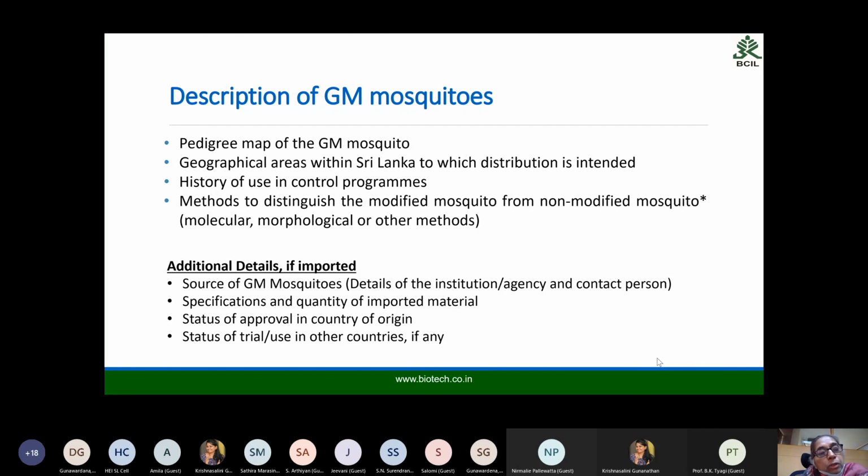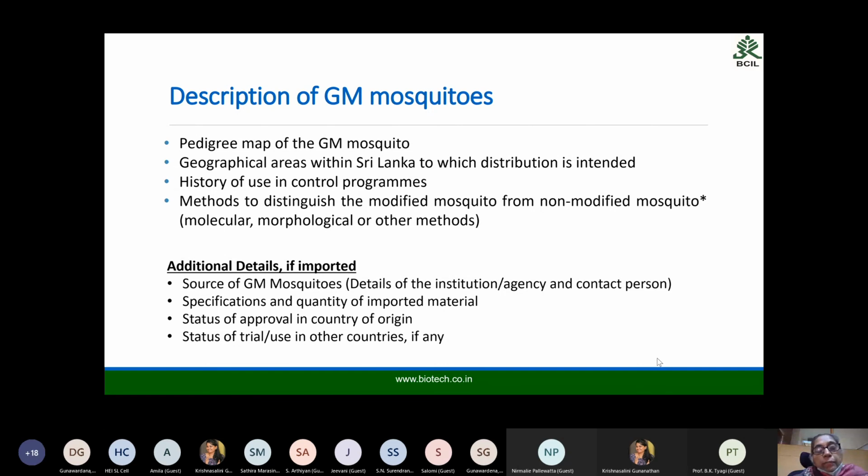Description of the GM mosquito will continue with the pedigree map, which strain you picked up and how you have modified it, the complete thing, geographical areas within Sri Lanka to which distribution is intended, history of use in control programs, and methods to distinguish the modified mosquito from a non-modified mosquito. Remember I mentioned the risk management, that this is a basic requirement of the regulator. So molecular, morphological, or whatever method you have, that should be provided.